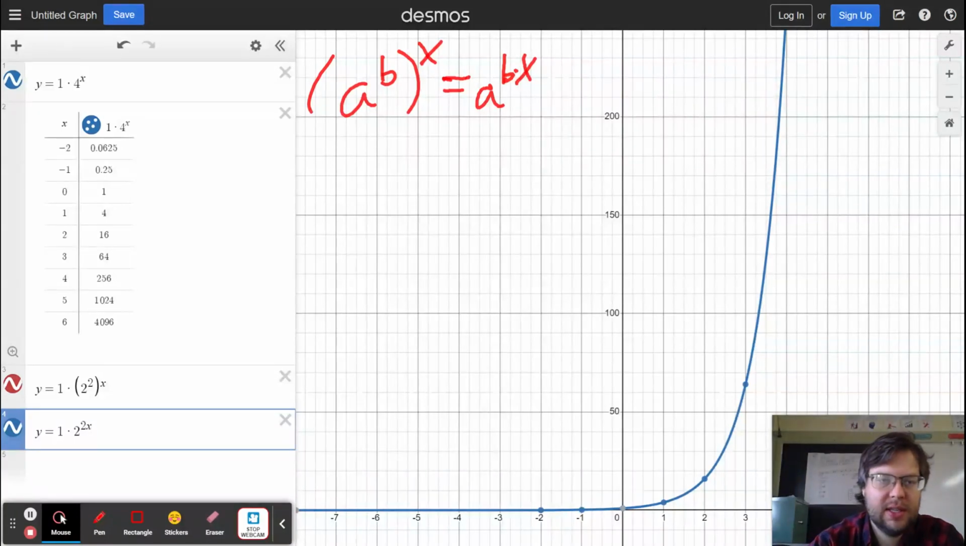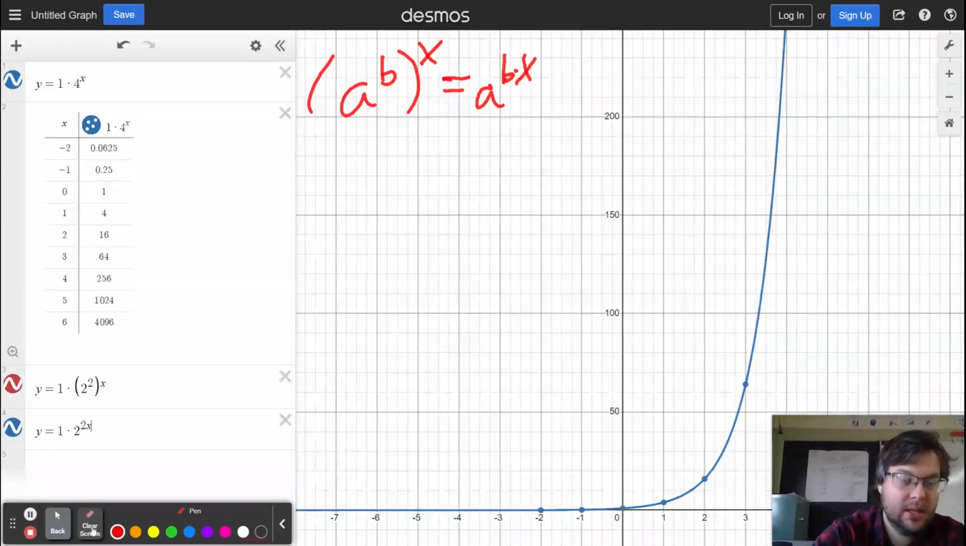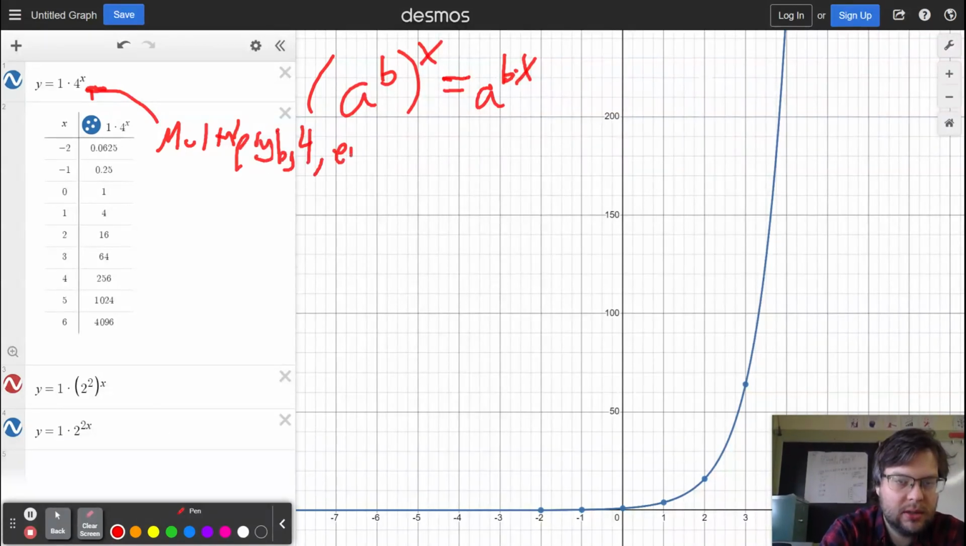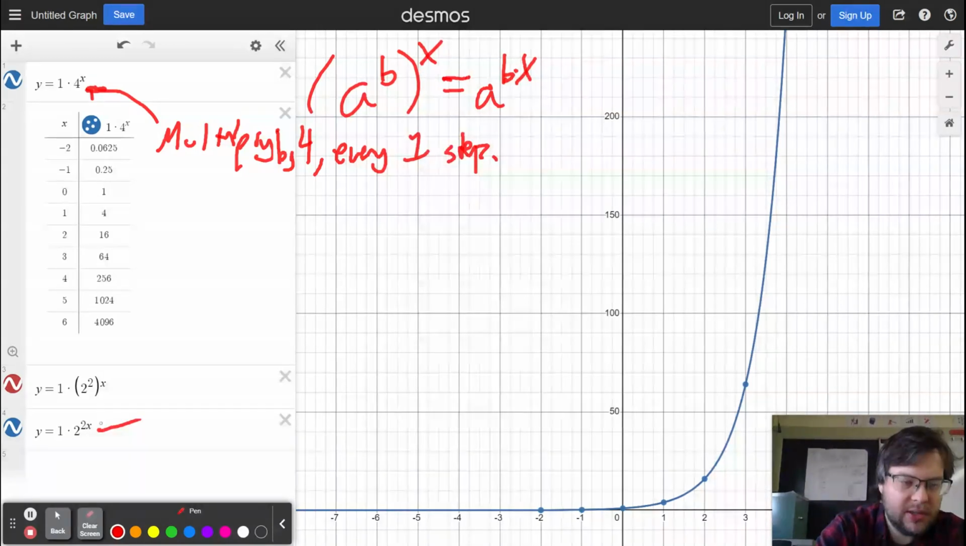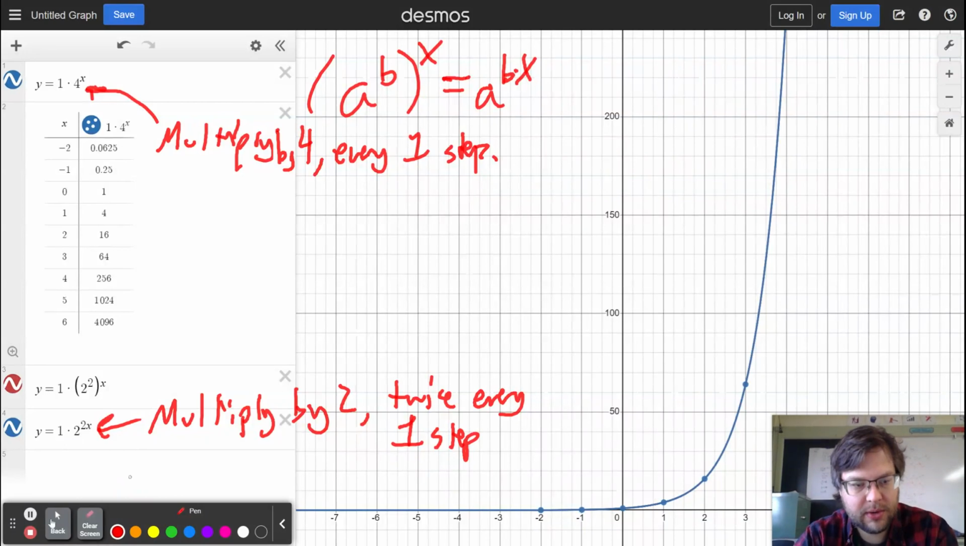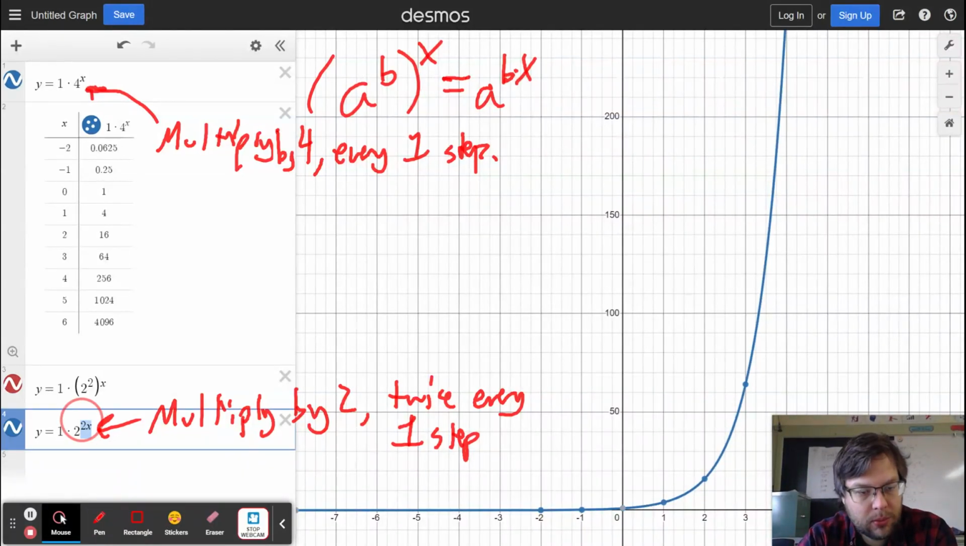And I want to talk about what these are saying and how they're saying the same thing, but maybe saying it slightly differently. This one is saying multiply by 4 every one step. And this one is saying multiply by 2 twice every one step. And so, in fact, what's interesting about writing it out this way is that it's multiplying twice as often.